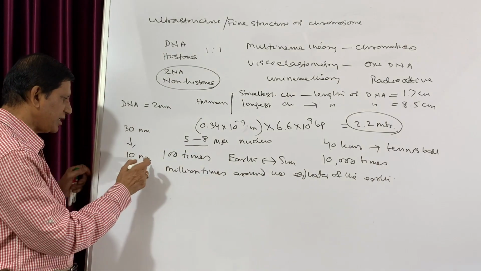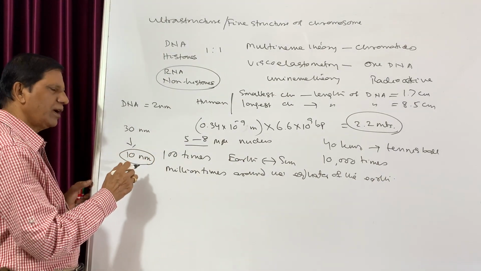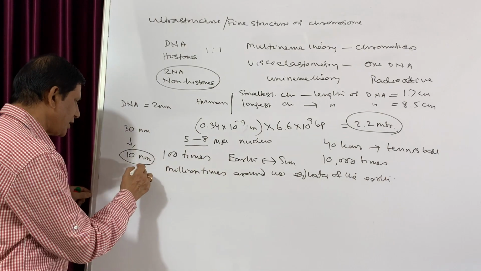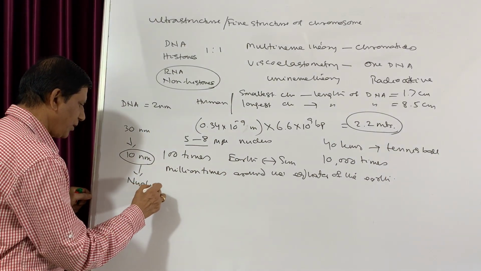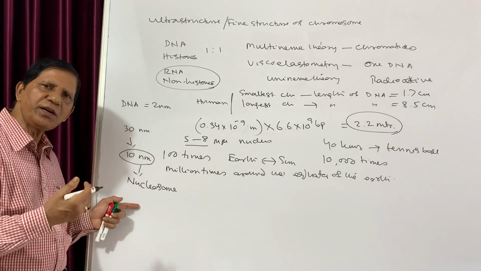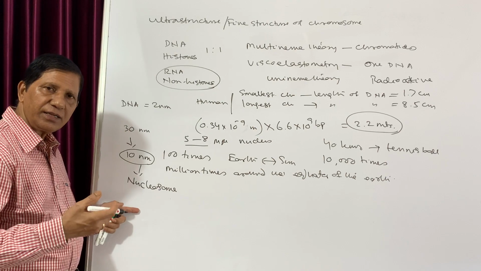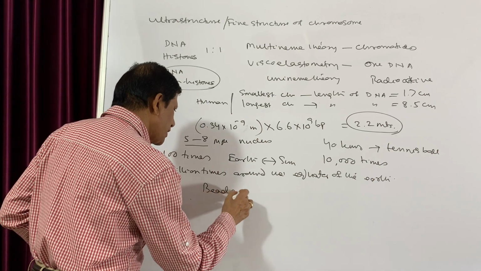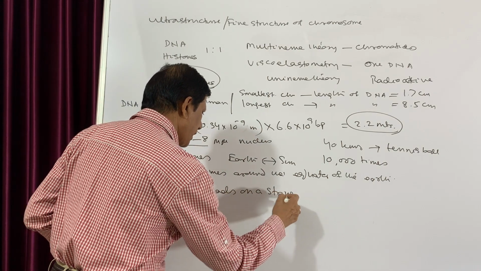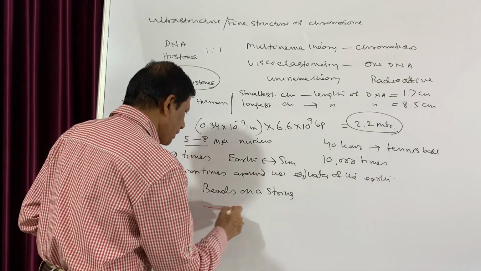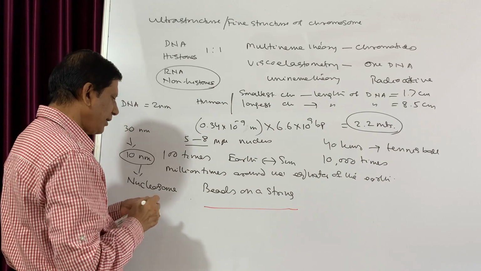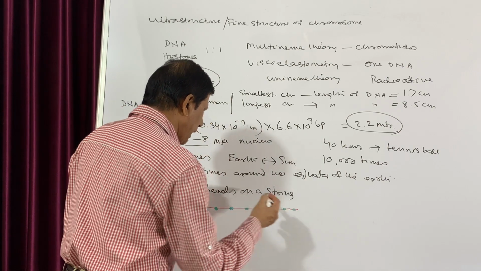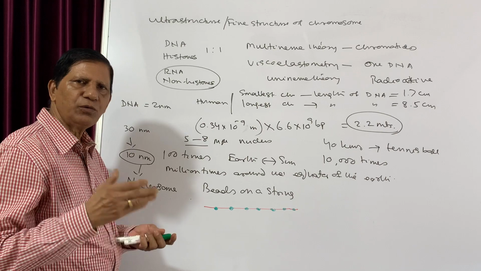That means this is the structure of the DNA, which is the ultrastructure or the fine structure, and this is known as nucleosome. So the nucleosome is the ultimate structure of the DNA. And during interphase, how does it look? It looks like beads on a string. That means if this is a string and there are different beads on it, it looks like beads on a string, or like a necklace.